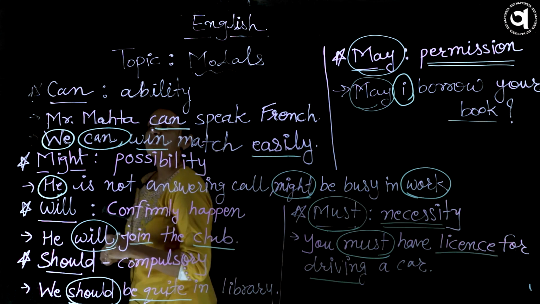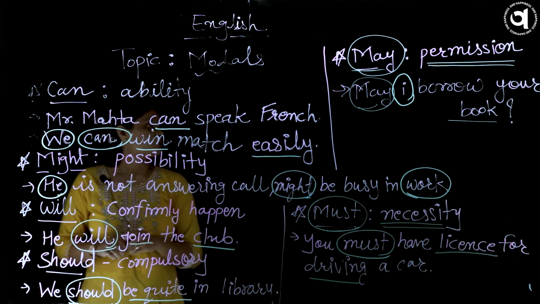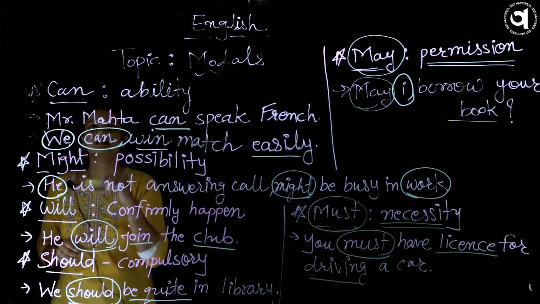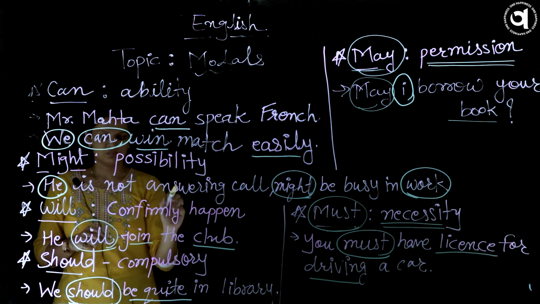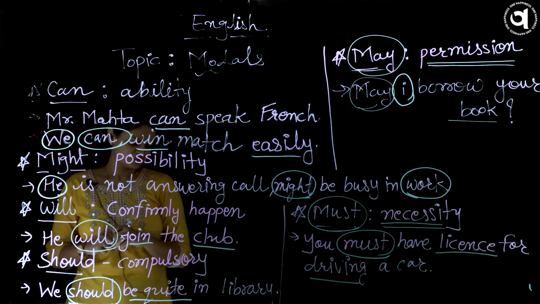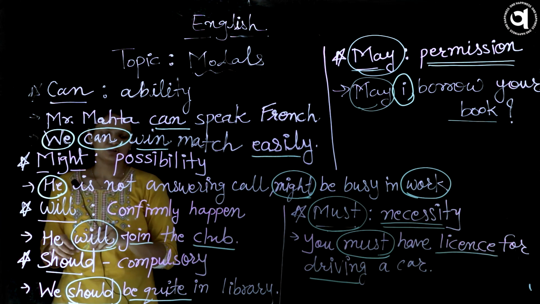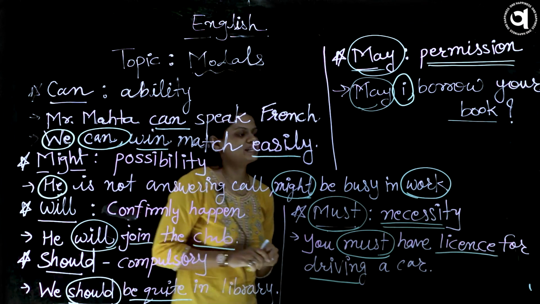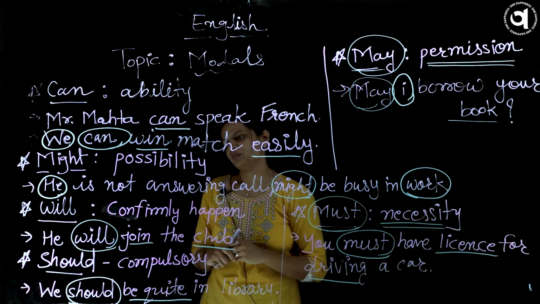So these are some words which we use in particular ways: can with ability, might with possibility, will with things that will definitely happen, should with compulsory things, may with permission, and must with necessity.